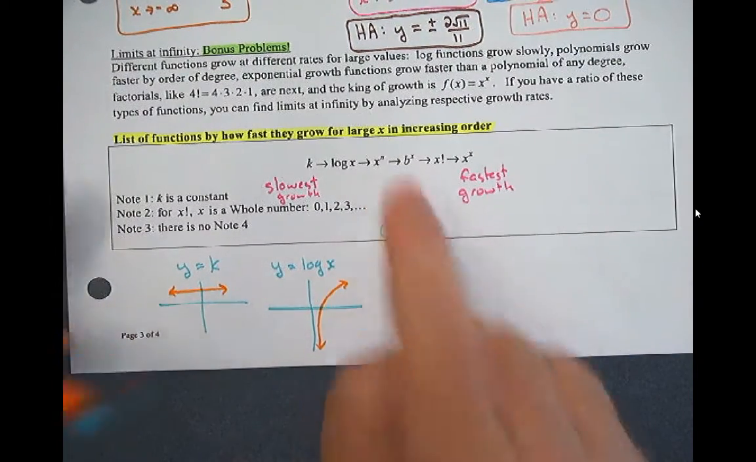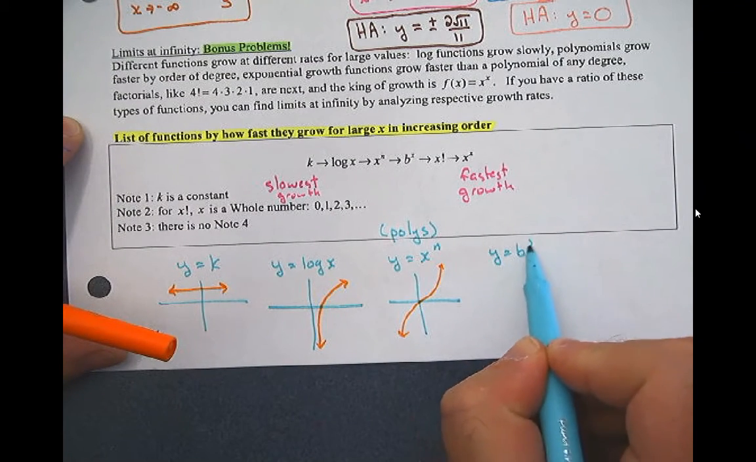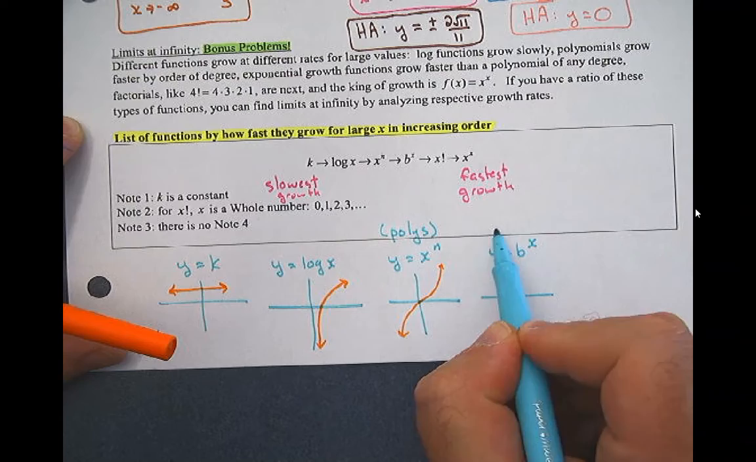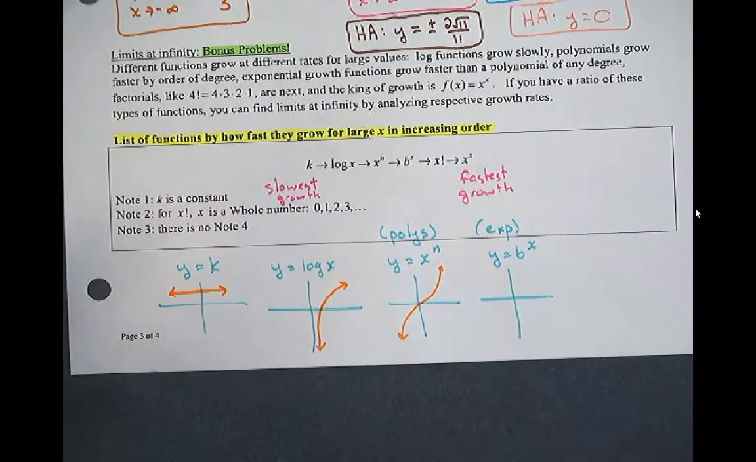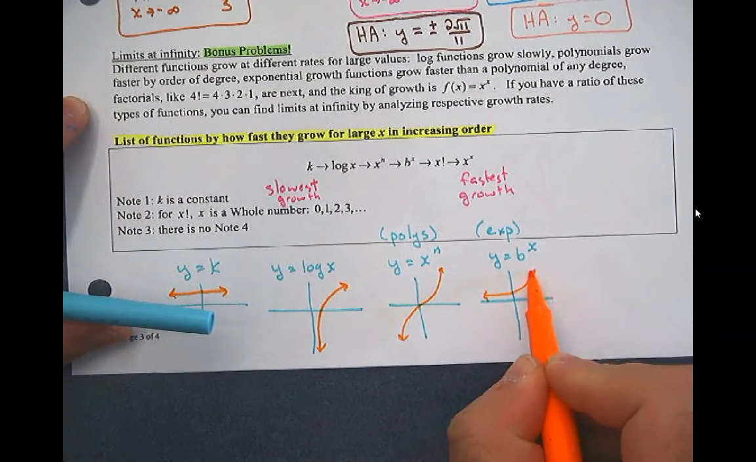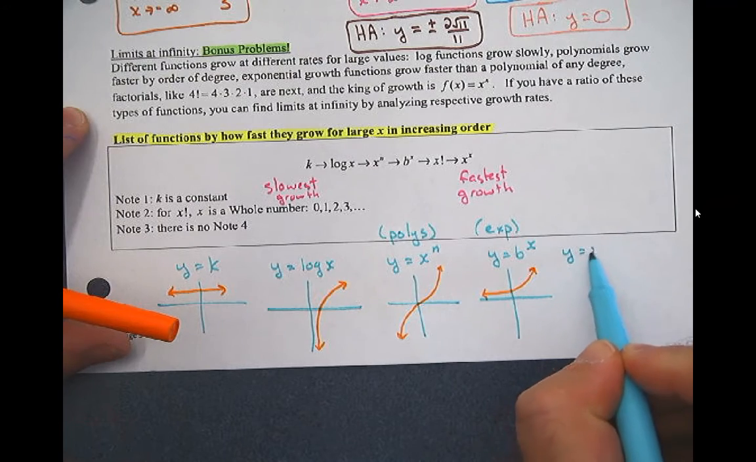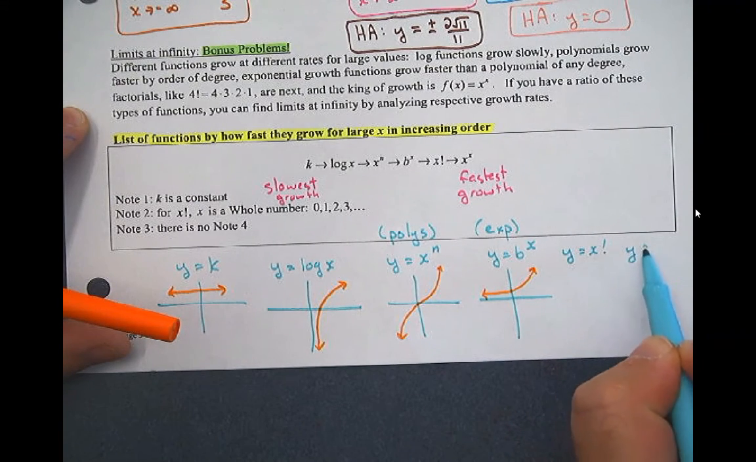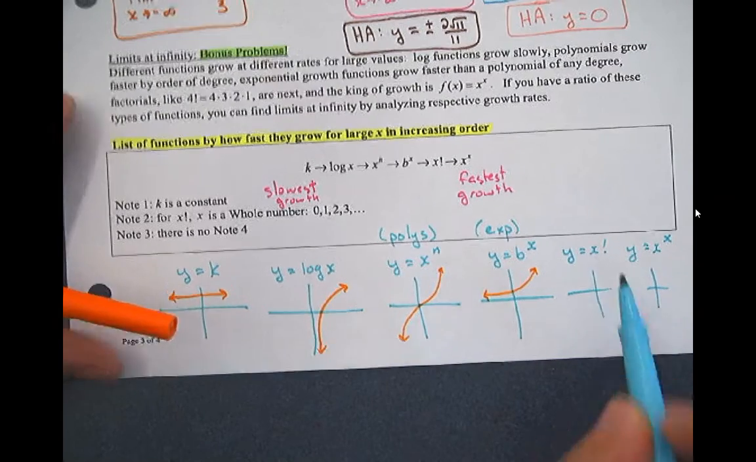What's next? B to the x. That's an exponential growth. You should be able to sketch this without my help. Exponential growth. Should look like that. And then the next one's y equals x factorial and y equals x to the x. I have no idea what they look like, and I don't expect you to either.